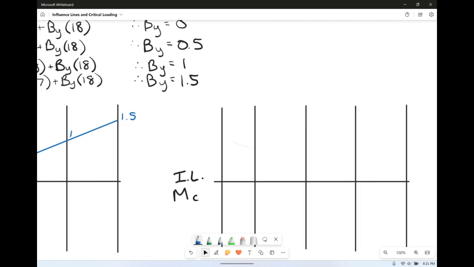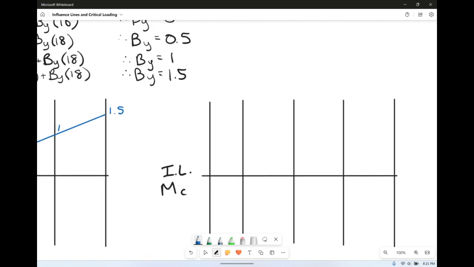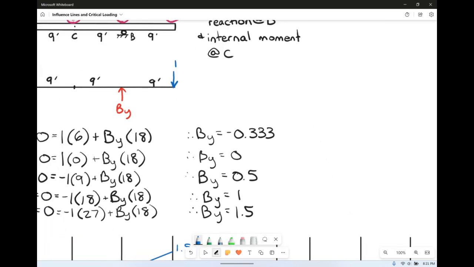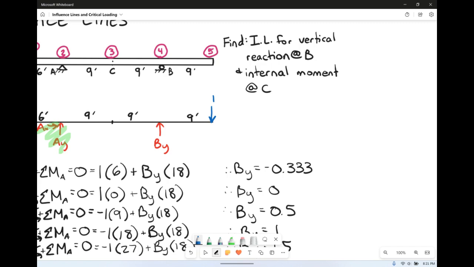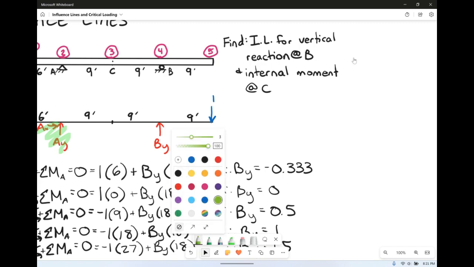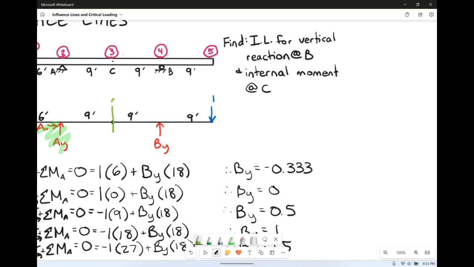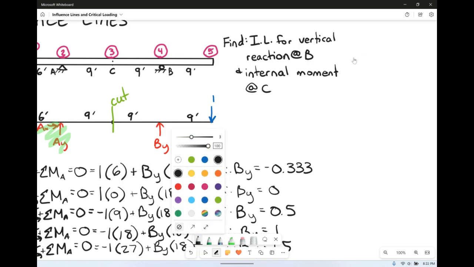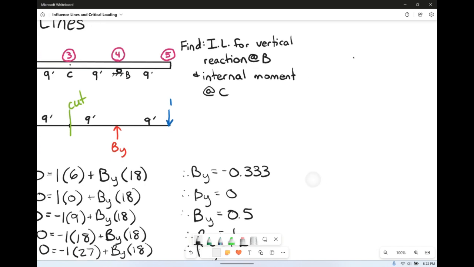But we said we also wanted to draw an influence line for the moment at C. So in order to do that, how do I find internal moment at C? Well, I'm going to make a cut at C. So I need another free body diagram. So this one's not going to be as glorious.